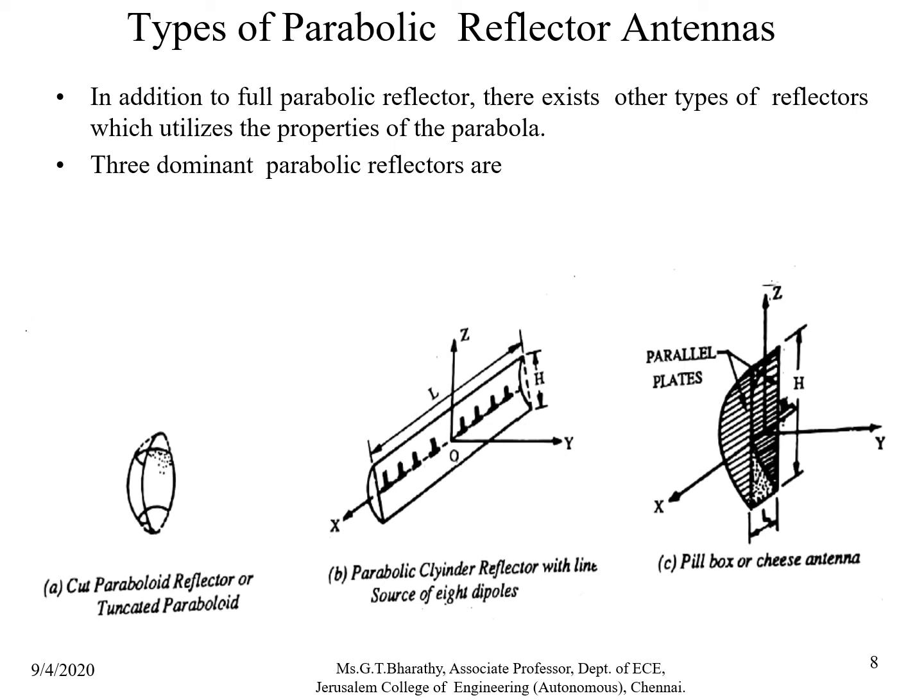The second case is the paraboloid cylinder reflector with a line source of 8 dipoles. So 8 dipoles are kept to feed a parabolic cylinder reflector. The third case is the pillbox, also called the cheese antenna, as shown in the diagrammatic representation.